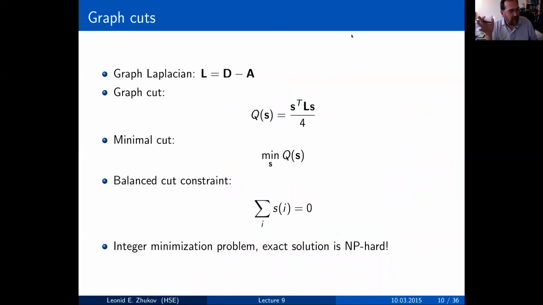Okay, so now I just want to remind you that we calculated this cut.